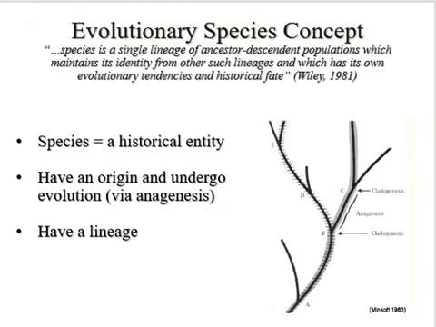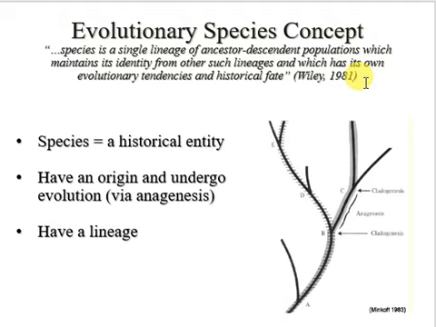All right, so we'll start with the evolutionary species concept. This is the famous definition, or underlying understanding, of what the evolutionary species concept is. According to E.O. Wiley and George Gaylord Simpson, who created this concept back in the late 1980s, an evolutionary species is a single lineage of ancestor-descendant populations which maintains its identity from other such lineages, and which has its own evolutionary tendencies and historical fate.